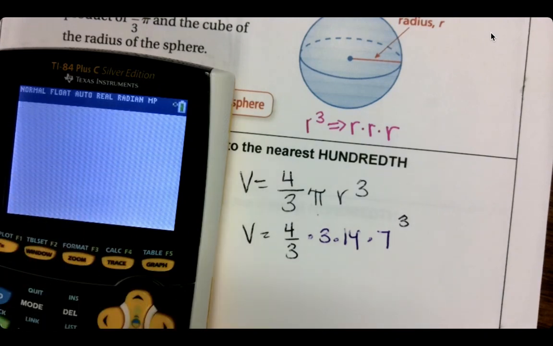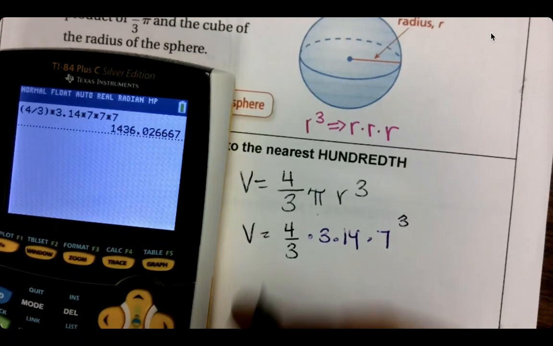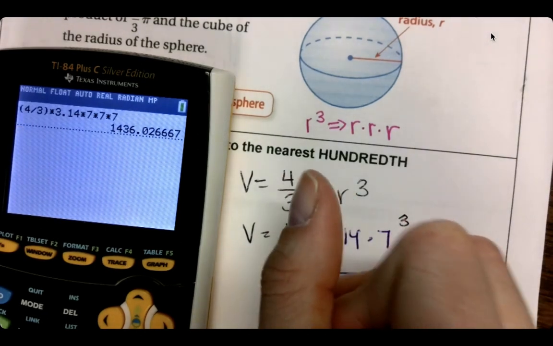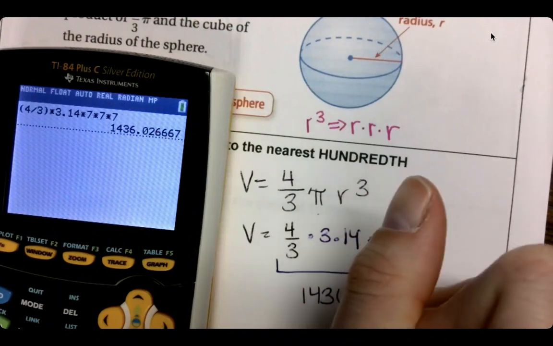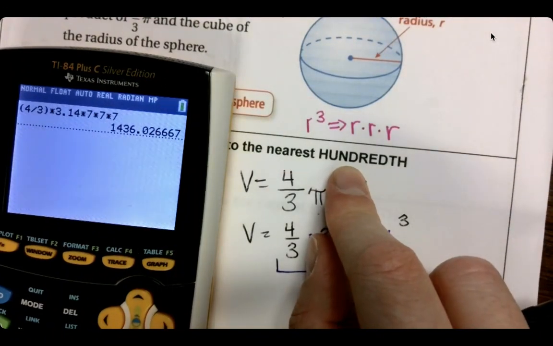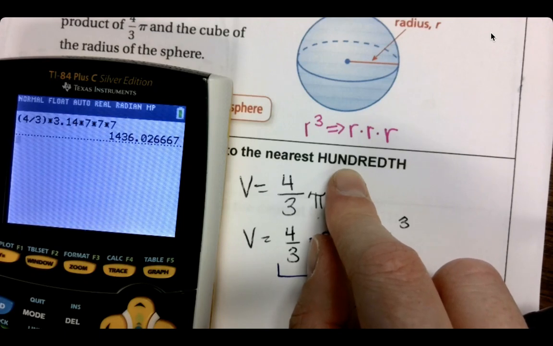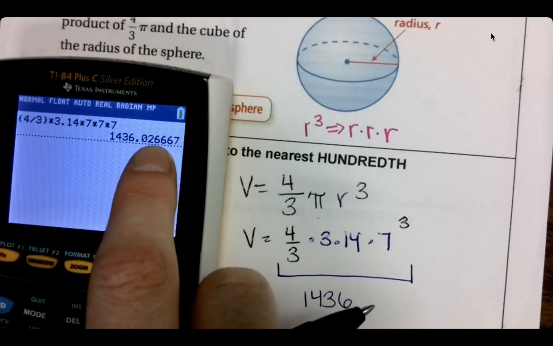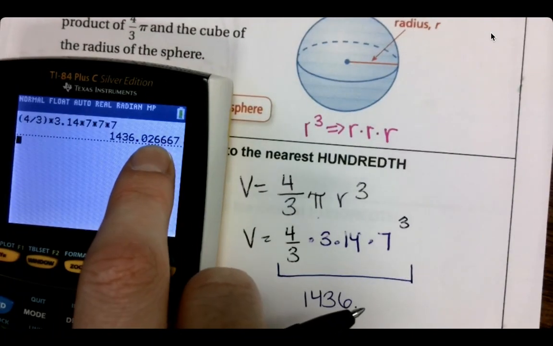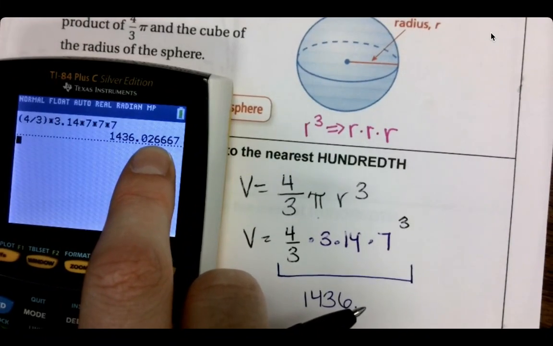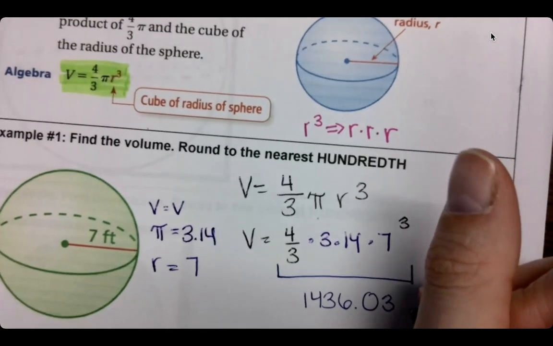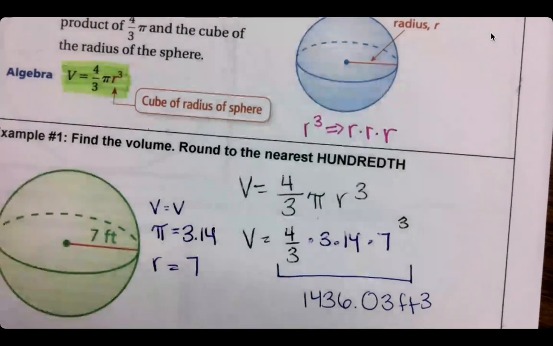So I multiplied all of this into my calculator, and I got 1436 point. It wants me to round to the hundredth. What number is in the hundredths place? Not the 0, the 2. So if the 2 is in the hundredths place, does the 6 make the 2 round up or stay the same? Round up. So this should be 0.03, and this is feet cubed.